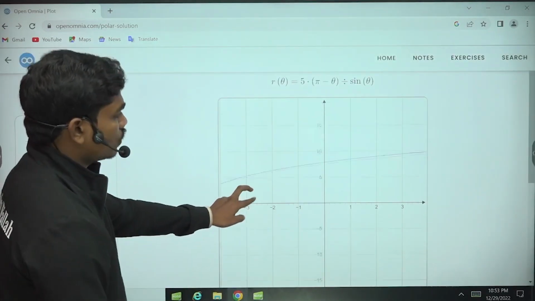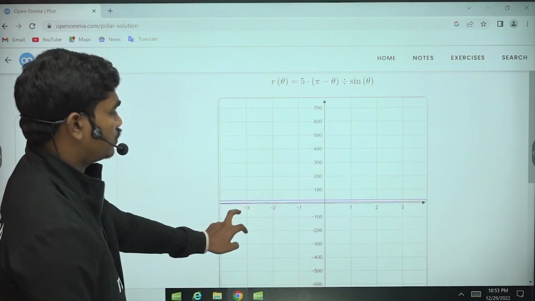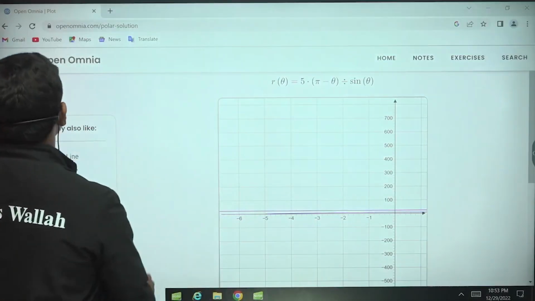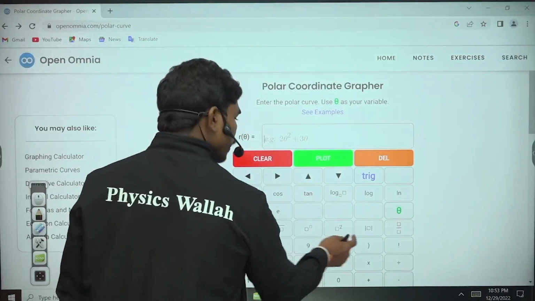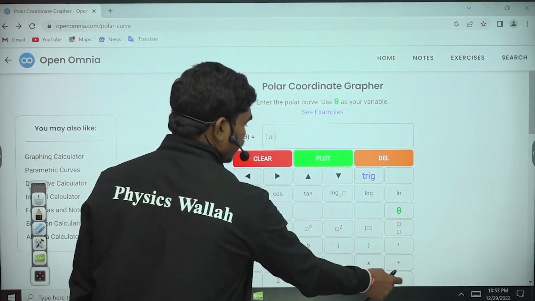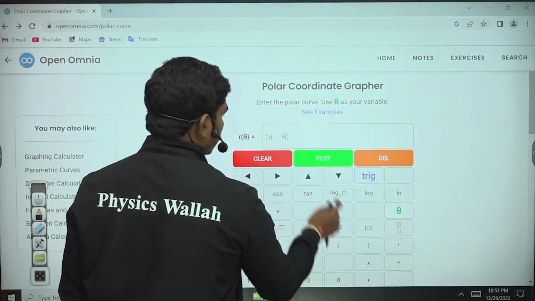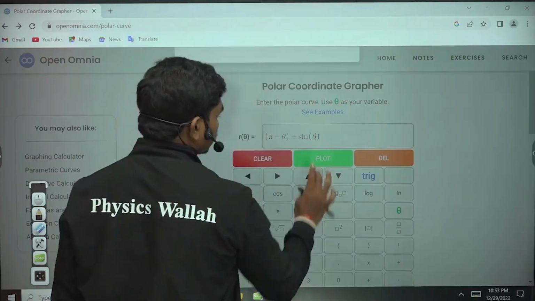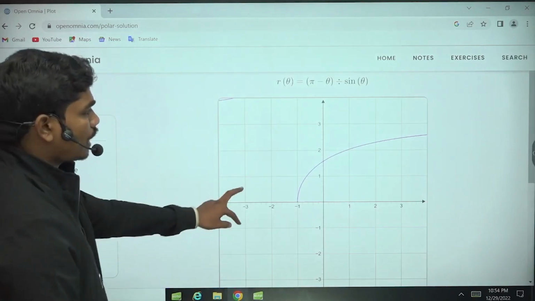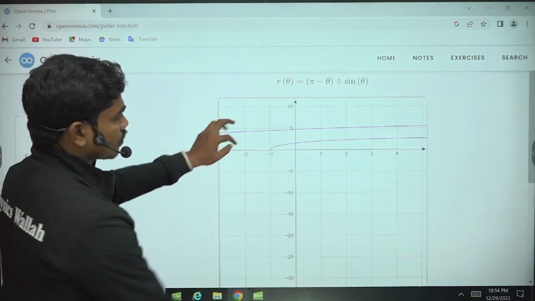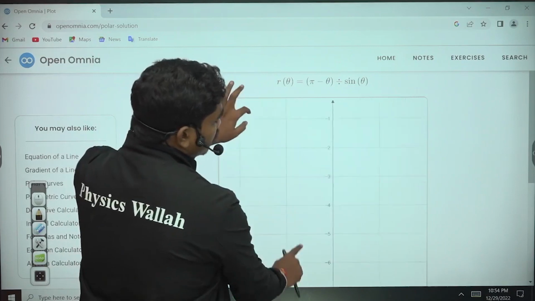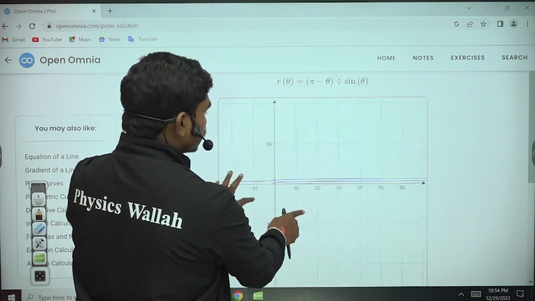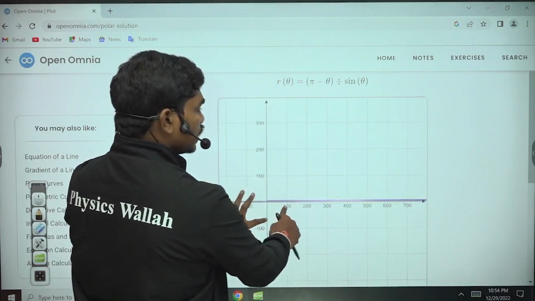Okay, so if you see carefully here, 5 is very large value. For example, let us take 1 in this case. Okay, so 1 into pi minus theta by sine theta. Okay, so if you plot this, for example, now you can see the graph is actually something like this. Okay, so different values you have, but initially if you take the shape of this curve, for example, theta is from 0 to 2 pi is what I think it has taken.